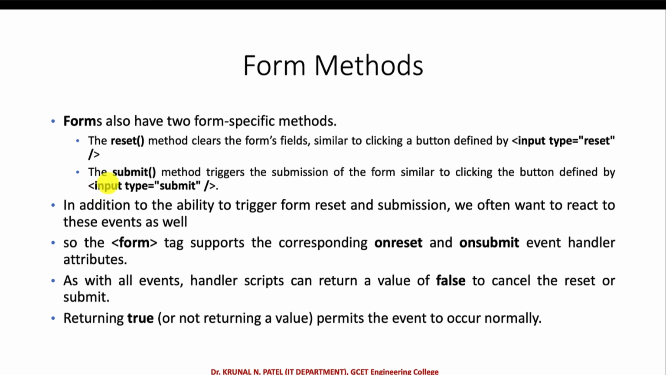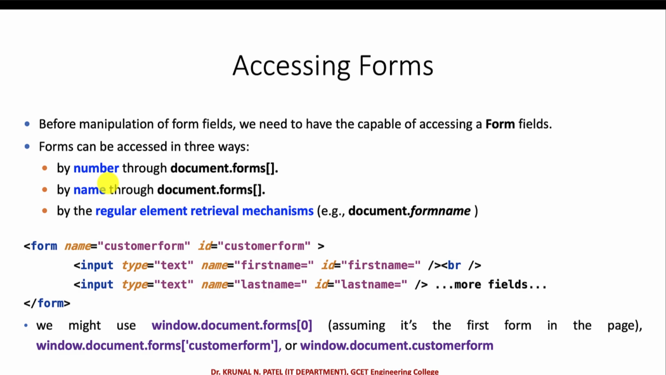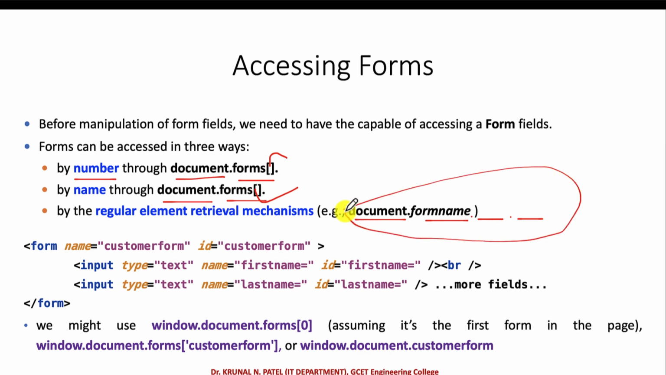Now, how can you access the form elements, actually? There are three different ways. In this particular example, one way is by number, through document.forms, where you provide the number. Second, by name, document.forms, where you provide a name. And third, the regular element retrieval mechanism that we used in our previous example: document.formname.fieldname.value.